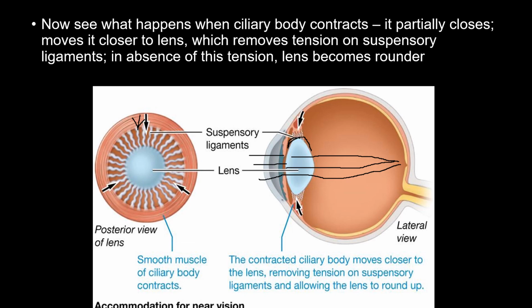So remember, constriction makes this loose, makes this round. Relaxation makes this tight, makes this flat. And this is the process of accommodation. And then remember, you're also going to have pupillary constriction and medial eye movement, known as what? As convergence.